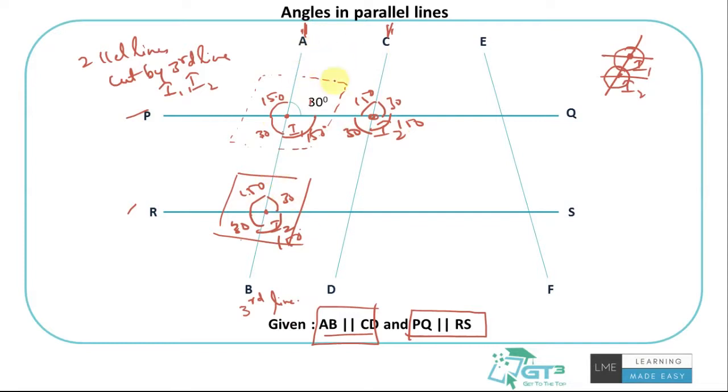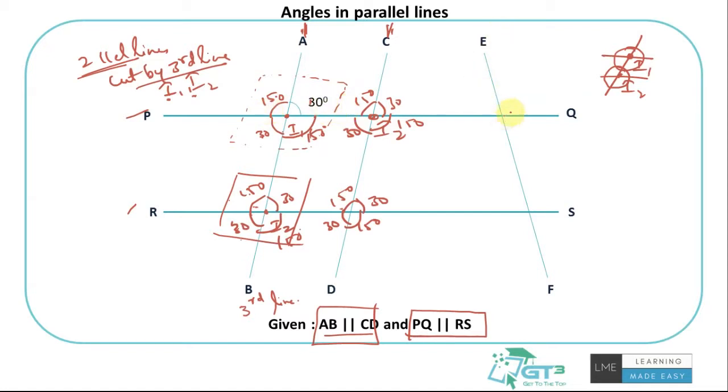Similarly, AB and CD are two parallel lines and RS is the line cutting through that. Same replica: 30, 150, 30 and 150. I am replicating this to this, or you can also look at these as two parallel lines cut by a third line, whatever it is. But just make sure the logic is this: two parallel lines cut by a third line at 2 points, then around these 2 points I just have to replicate all the 4 angles in both.